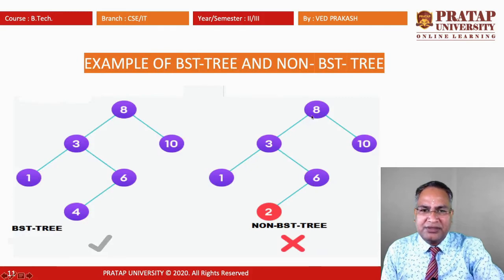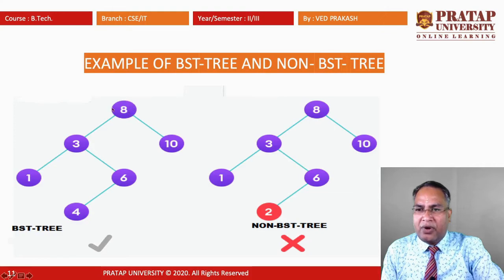Now using this diagram we can clarify which tree is a binary search tree and which is not. Here this diagram denotes a binary search tree because it follows all the rules of the binary search tree. Here the root is 8.